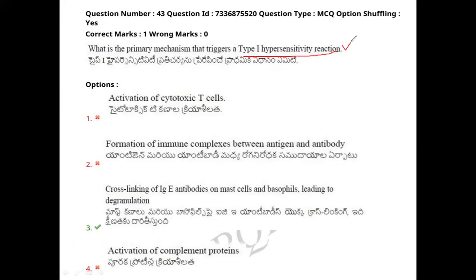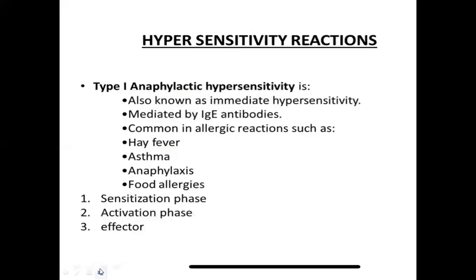The correct answer for this question is: type 1 hypersensitivity is mainly due to IgE antibodies. If you remember just that one thing, you can easily attempt the answer. I'll show you the explanation part also. The correct option is option 3. Type 1 is also called anaphylactic hypersensitivity, and we also call it immediate hypersensitivity.